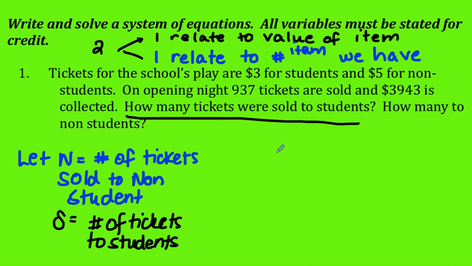So my first one, I'm going to relate to the number of items I have. So n plus s equals 937. Noticing that's the total number of items I have. I don't put anything with the n and the s.